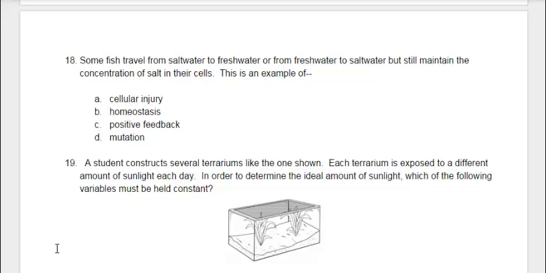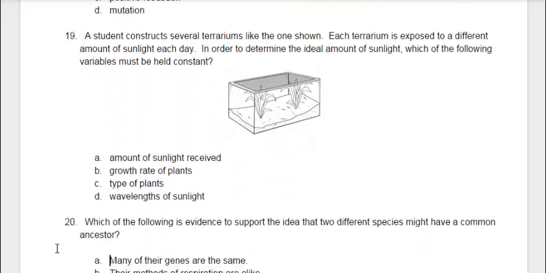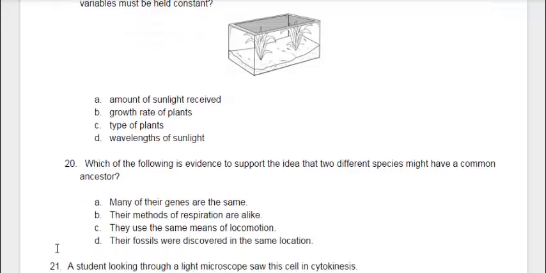18. Some fish traveled from saltwater to freshwater, or freshwater to saltwater, but still maintain the concentration of salt in their cells. This is an example of A, cellular injury, B, homeostasis, C, positive feedback, or D, mutation. 19. A student constructs several terrariums like the one shown. Each terrarium is exposed to a different amount of sunlight each day. In order to determine the ideal amount of sunlight, which of the following variables must be held constant? A, amount of sunlight, B, growth rate of plants, C, type of plants, D, wavelengths of sunlight.